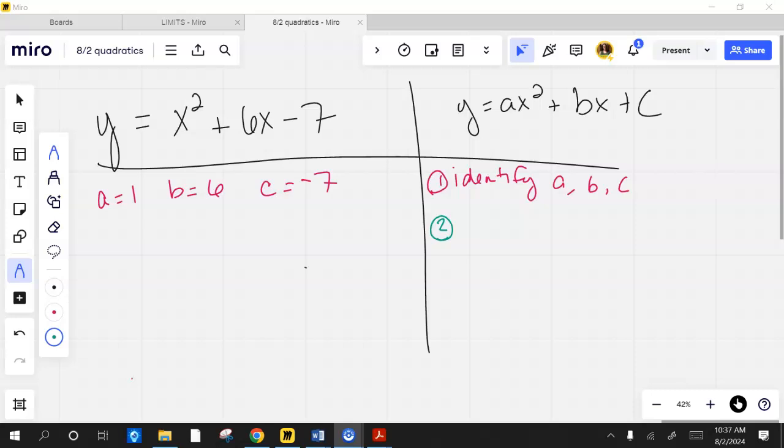All right. First thing we're going to do is find the vertex.